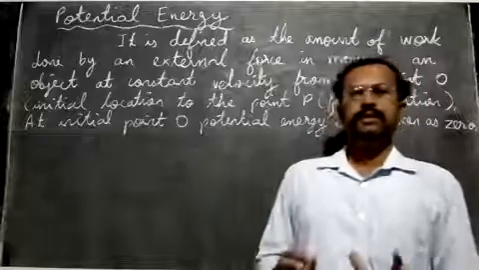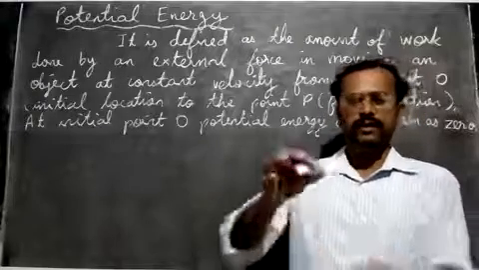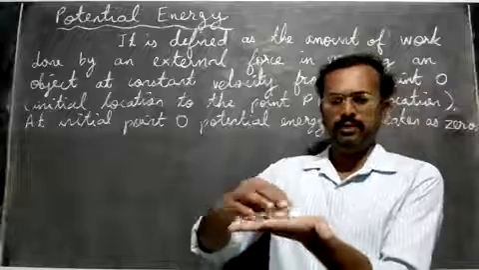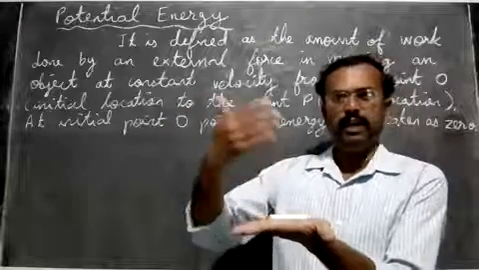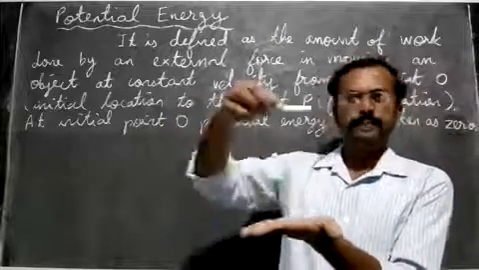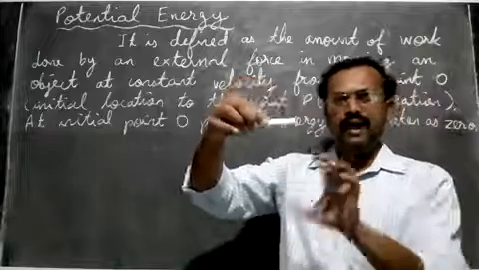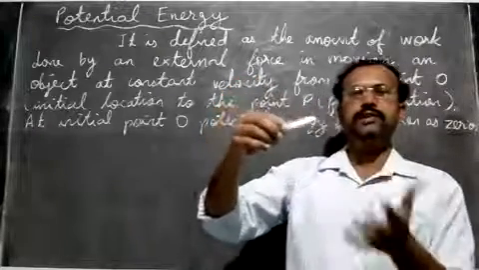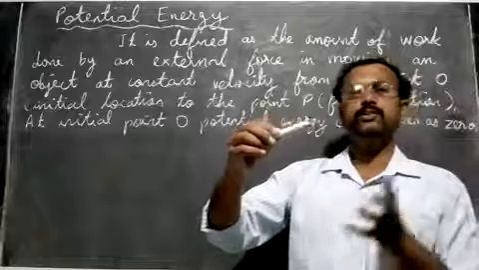Now let's study potential energy. I have this chalk, and I keep it here. Let this be the ground. Now I do some work: I give some force here and lift this chalk upwards. At this position we'll have some energy. That energy we call potential energy. So potential energy is energy possessed by an object by virtue of its position.